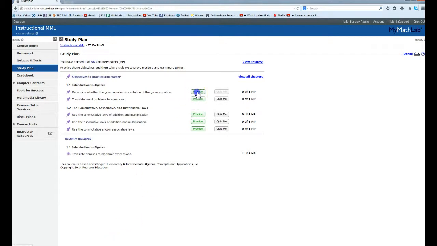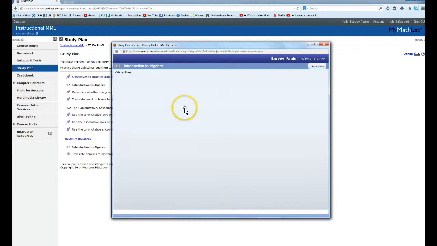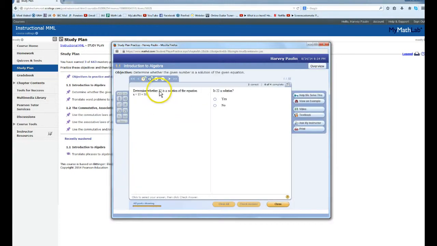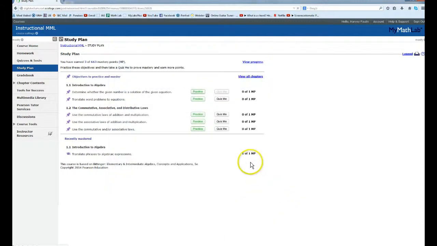Now, if I do one practice, let's see, it didn't open yet. Okay, there it is. And I want to know if 22 is a solution. Well, 22, and I think that's going to be no. So I got that one right. Now, watch what happens. I'm going to close this. And notice now I've got one correct on practice. The Quiz Me box is now activated, and I can work it.